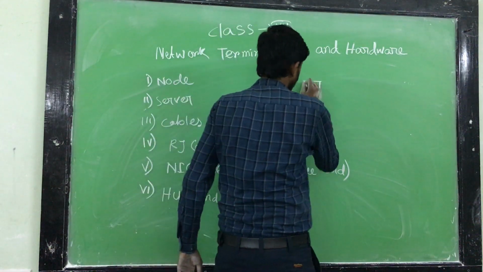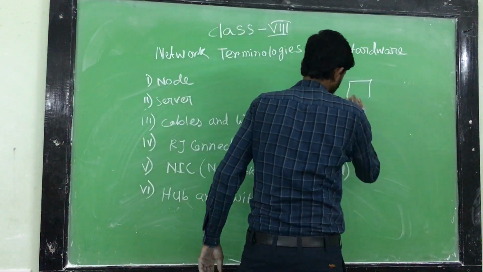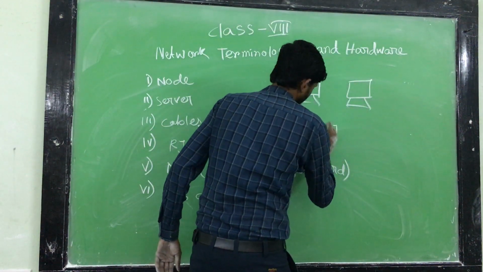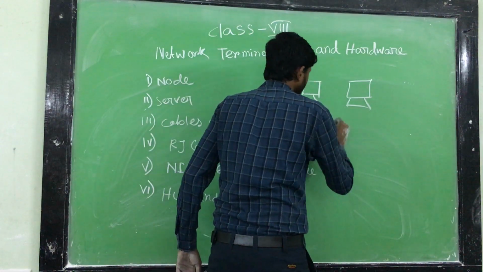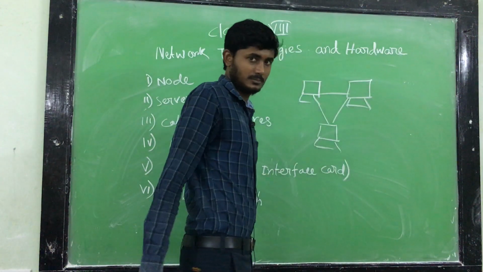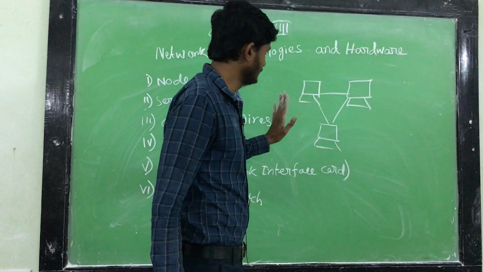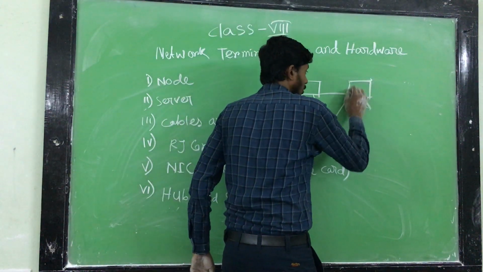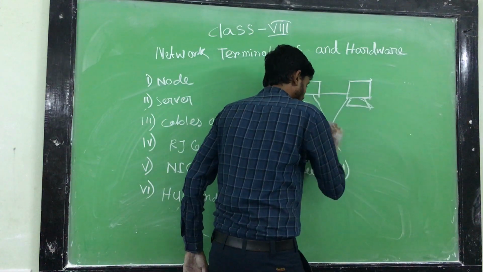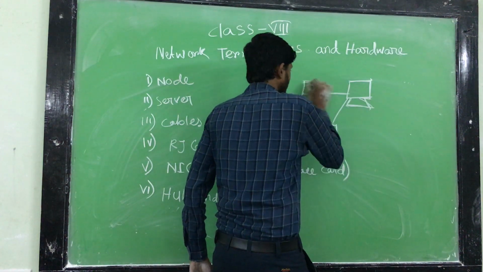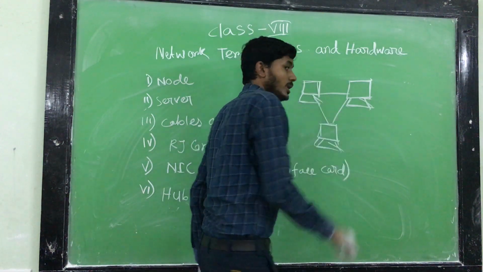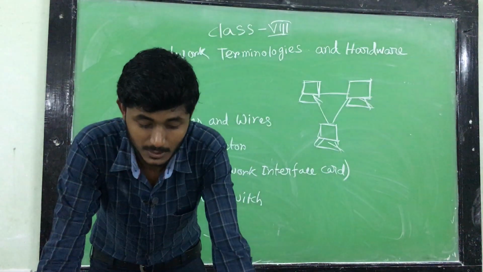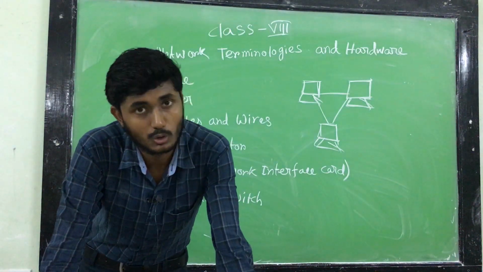Suppose this one is a network. Each computer, this one is also a node, this one is also a node, this one is also a node. So each computer on the network is called node.